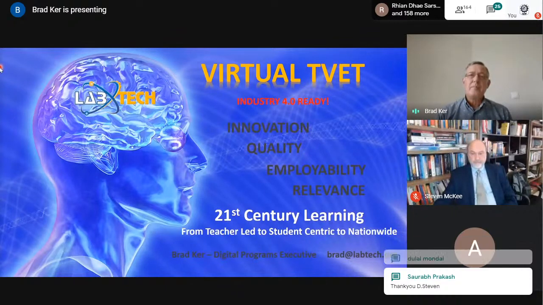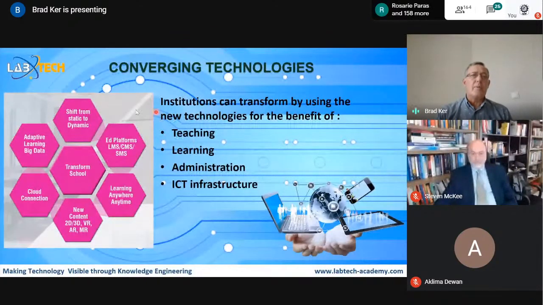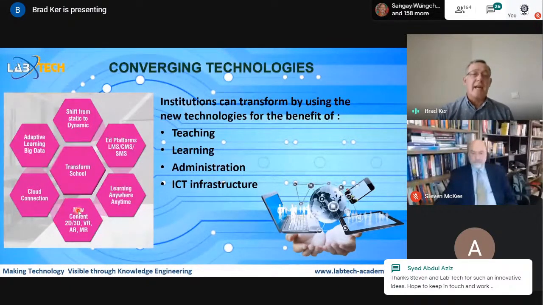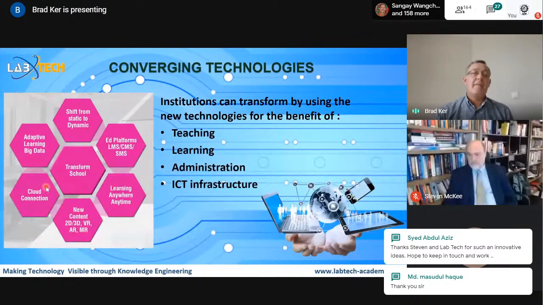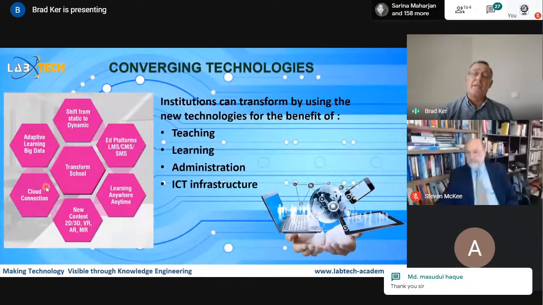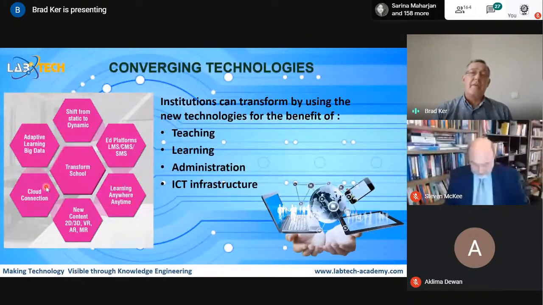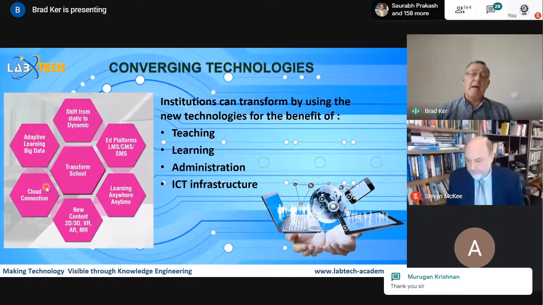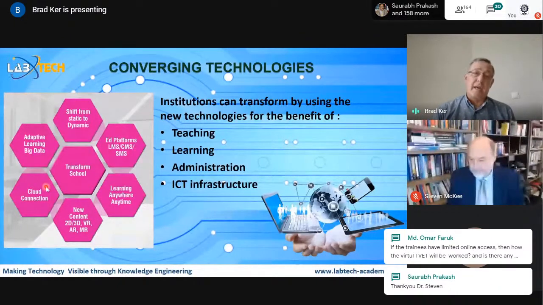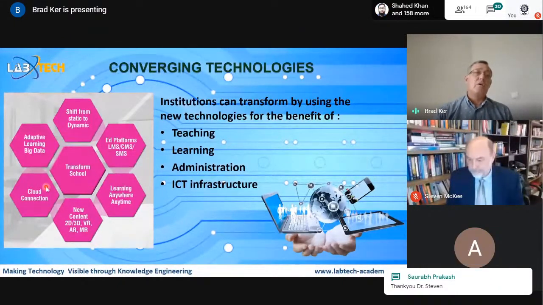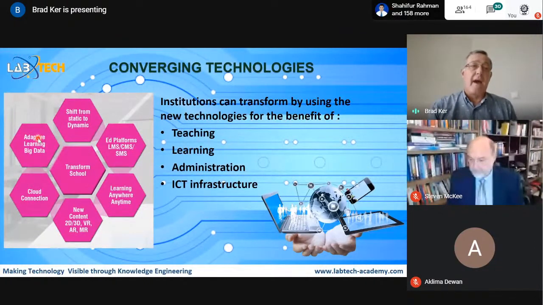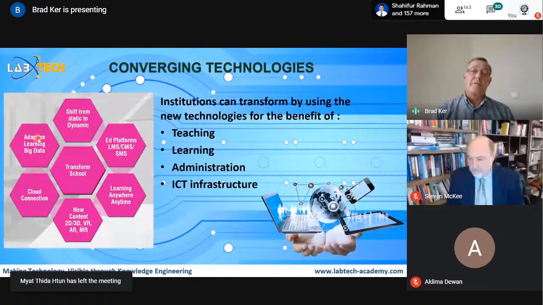Virtual TVET, if we look over here and you see my pointer over the side, is transforming the way we do things. Virtual TVET is a combination of providing educational platforms, learning anytime, anywhere, having really good, engaging 3D content, and having cloud connections. At the same time, we understand that 40% of people out there are using smartphones, so it needs to be mobile friendly, and at the same time create apps. And then, heading further down the track, which is coming now, is big data and adaptive learning because of 5G coming.